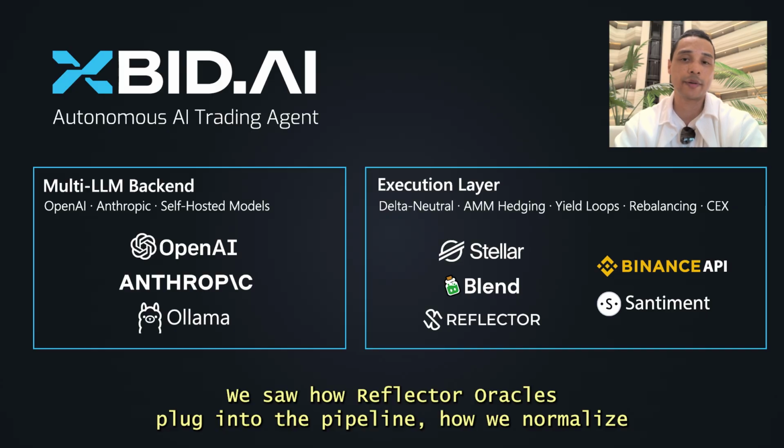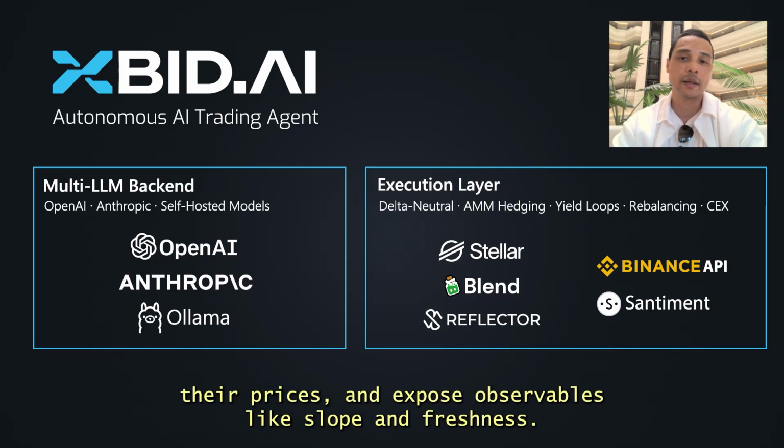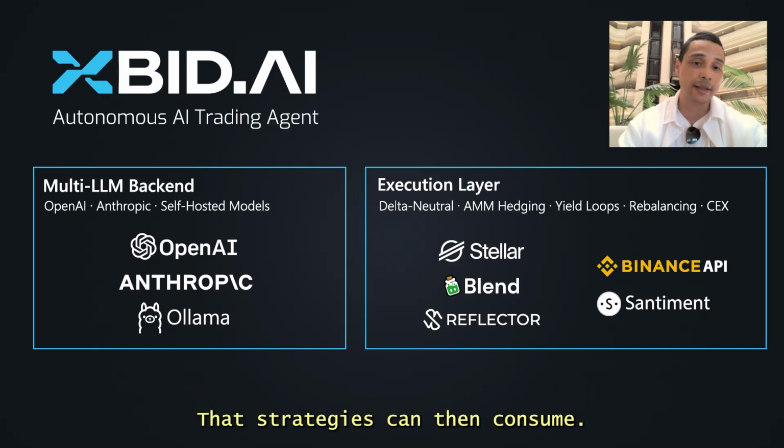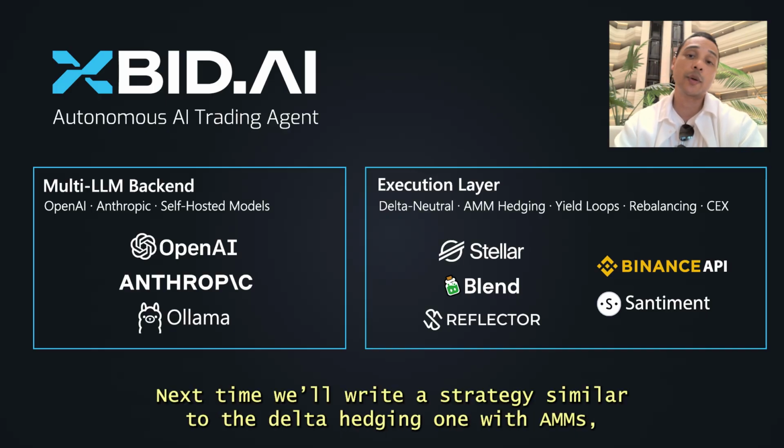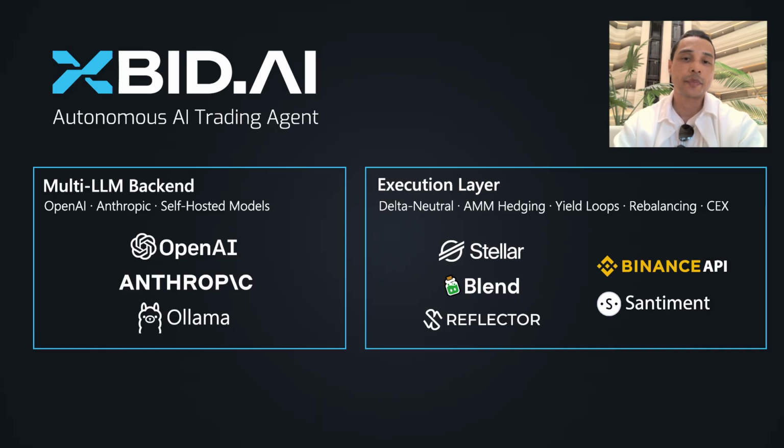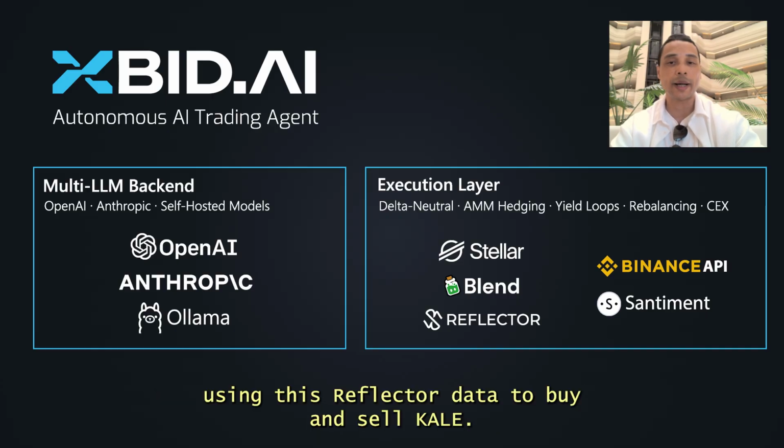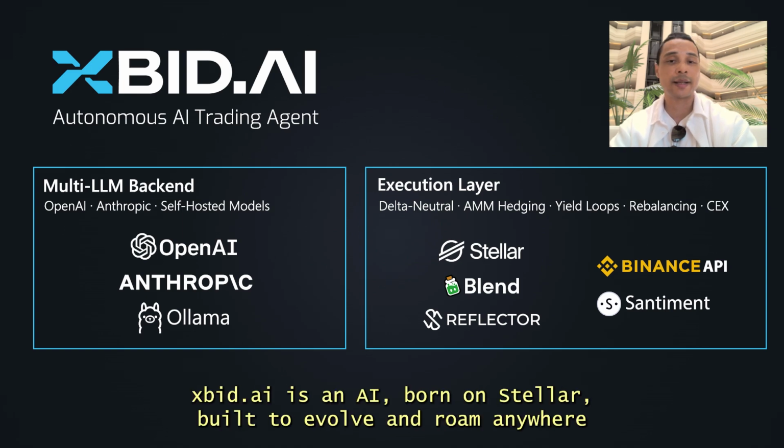We saw how Reflector Oracles plug into the pipeline, how we normalize their prices and expose observables like slope and freshness that strategies can then consume. Next time, we'll write a strategy similar to the delta hedging one with AMMs, using this Reflector data to buy and sell. xbid.ai is an AI, again, born on Stellar, built to evolve and roam anywhere.